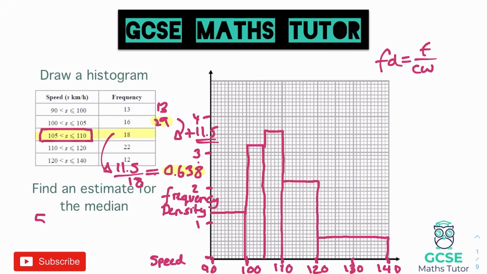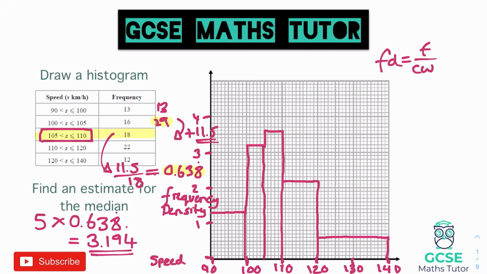So 5, the width, multiplied by 0.638 recurring. Let's just type that in on the calculator. That comes out as 3.194 recurring. So that is how far into that width of 5 we need to go. And as you can see, there's quite a lot of working out here, which is why this is a high graded topic. But if we have to go 3.194 recurring into that particular class, which starts at 105, then we just need to add that on to 105, and that will be where our median lies.